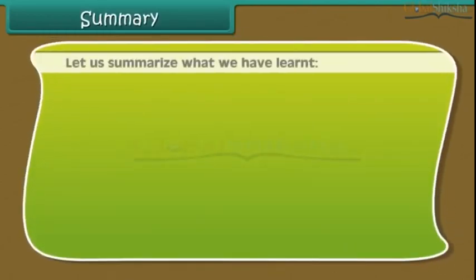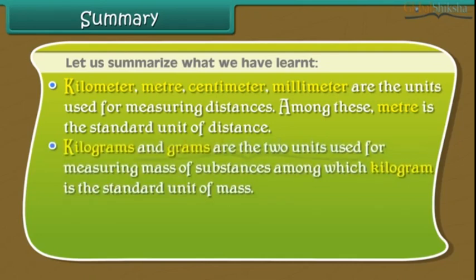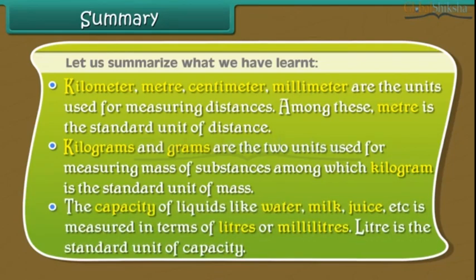Summary. Let us summarize what we have learned. Kilometer, meter, centimeter, millimeter are the units used for measuring distances. Among these, meter is the standard unit of distance. Kilograms and grams are the 2 units used for measuring mass of substances, among which kilogram is the standard unit of mass. The capacity of liquids like water, milk, juice, etc. is measured in terms of liters or milliliters. Liter is the standard unit of capacity.